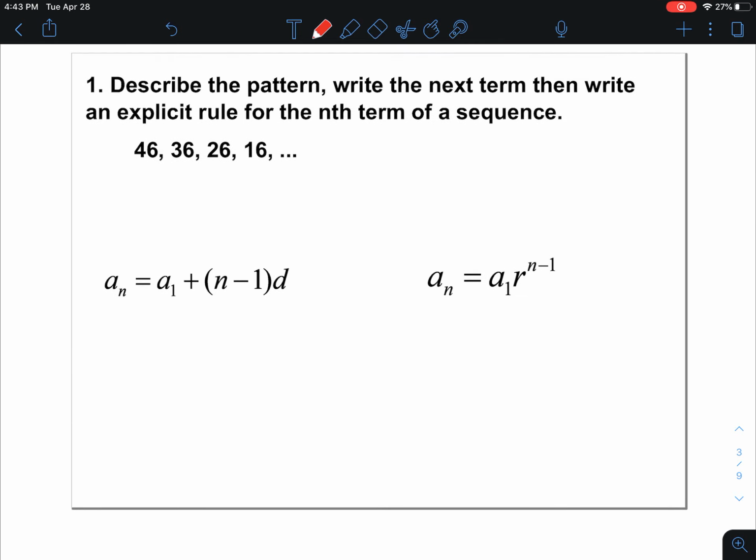Okay, so here's our first problem. It says describe the pattern, write the next term, and then write an explicit rule for the nth term of a sequence. All right, so the first thing we need to do is decide what's the pattern going on here. So I look at here, the numbers are 46, 36, 26, 16. So the numbers are getting smaller, and it looks like they are subtracting 10 between every single one of the numbers. That would mean that it's an arithmetic sequence if they're subtracting or adding the same number.